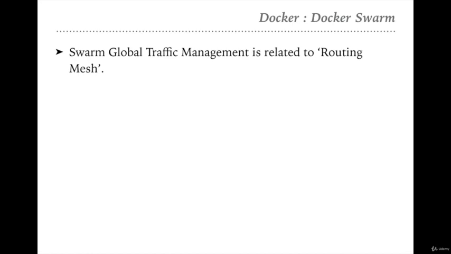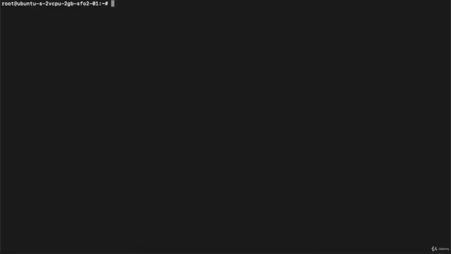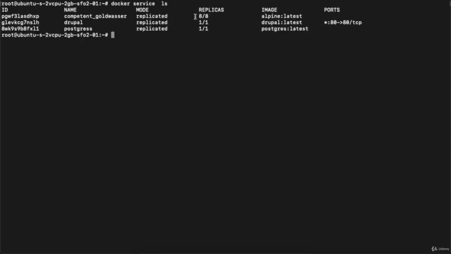But before moving further, we need to understand what the routing mesh in Docker Swarm is. Routing mesh is a mechanism, an algorithm, which is used by Docker Swarm to manage the global traffic. In the last lecture, if we go to the terminal and execute the command docker service ls, we will see we have executed a service Drupal, and that Drupal service was accessible on all of my nodes.